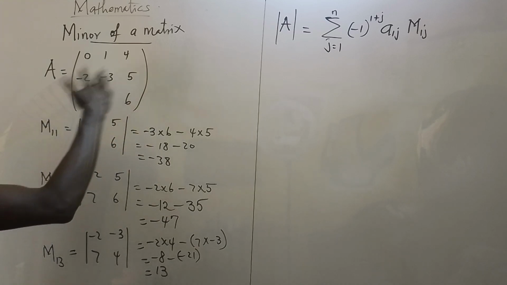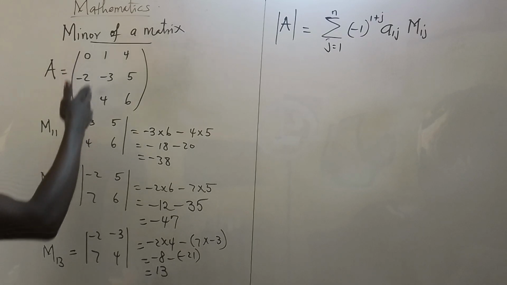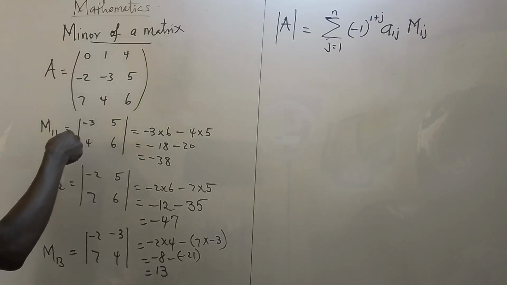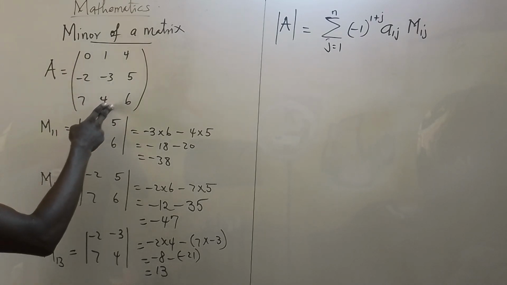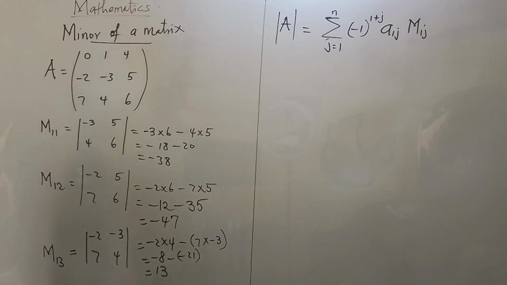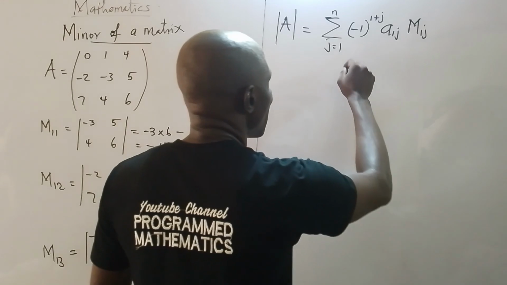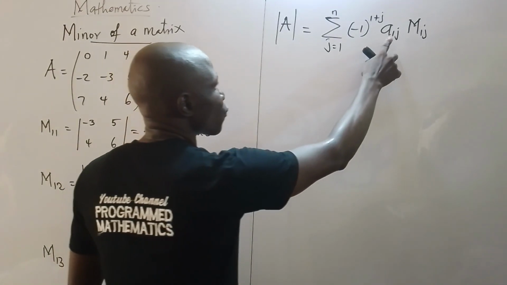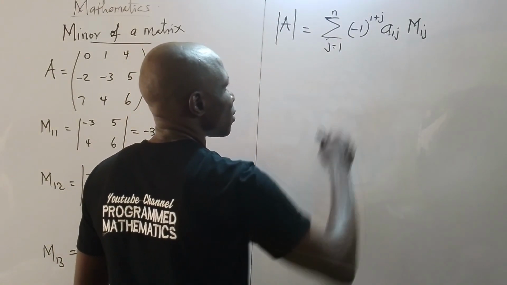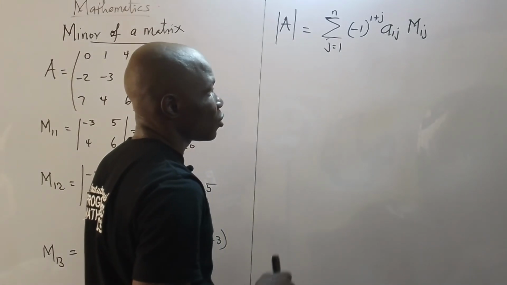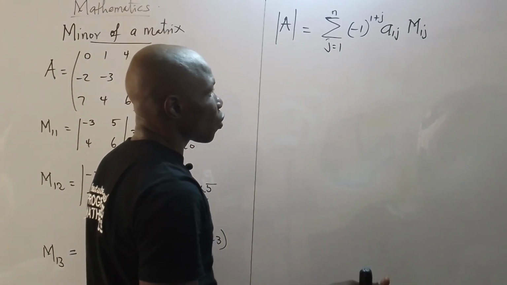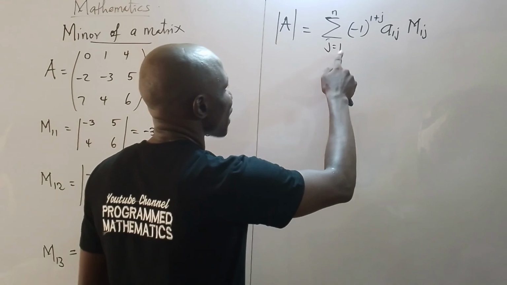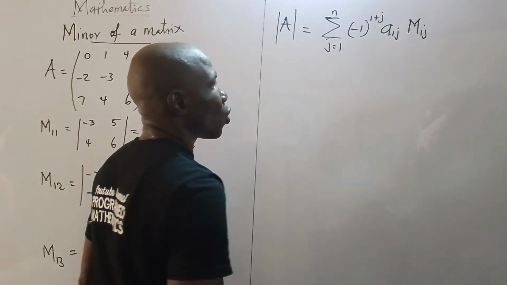Or you don't even want to work with the rows at all. You can decide to work with column 1, that is the fourth way, column 2, the fifth, and then column 3, the sixth way. But you must choose one, either to work by row or to work by column. So what I've just done here is making use of row 1. This A1 here is representing row 1. So if I'm taking row 1, that means my J will start from 1 to the number of columns.